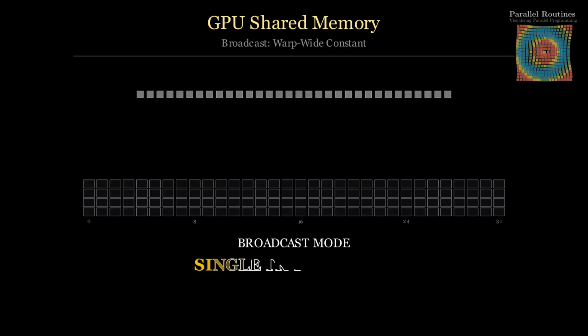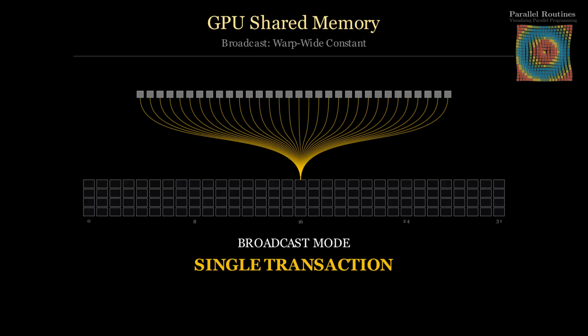Broadcast represents the ultimate sharing scenario. When all 32 threads in a warp access the exact same memory address, specialized hardware kicks in. A single read from one bank feeds all threads simultaneously. No conflict, no serialization, just one efficient broadcast operation. This is why constant values should be read from shared memory rather than recomputed. The hardware is explicitly designed for this pattern.